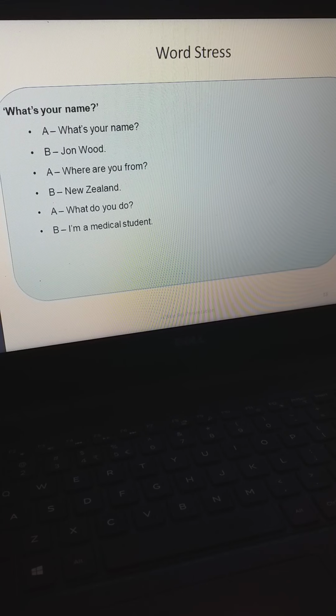Similarly, word stress or sentence stress. What's your name? John Wood. Where are you from? New Zealand. What do you do? I am a medical student. You see, the way I stress brings out the meaning of the conversation.